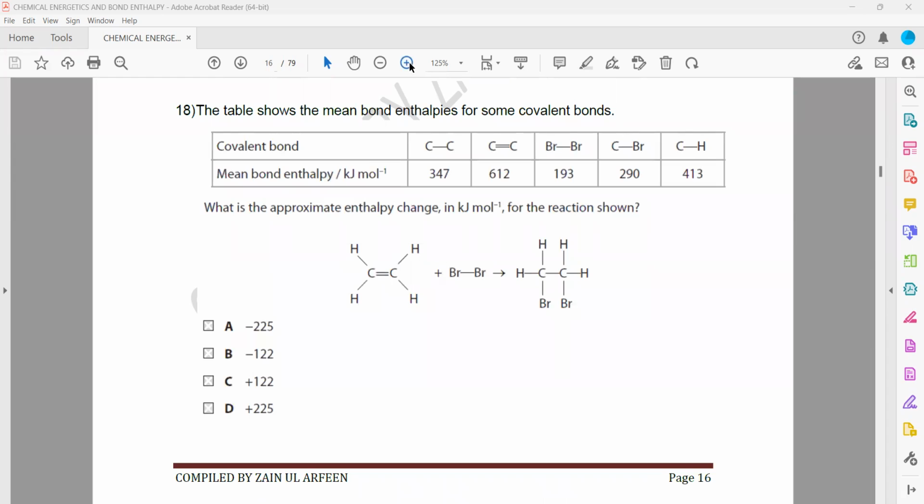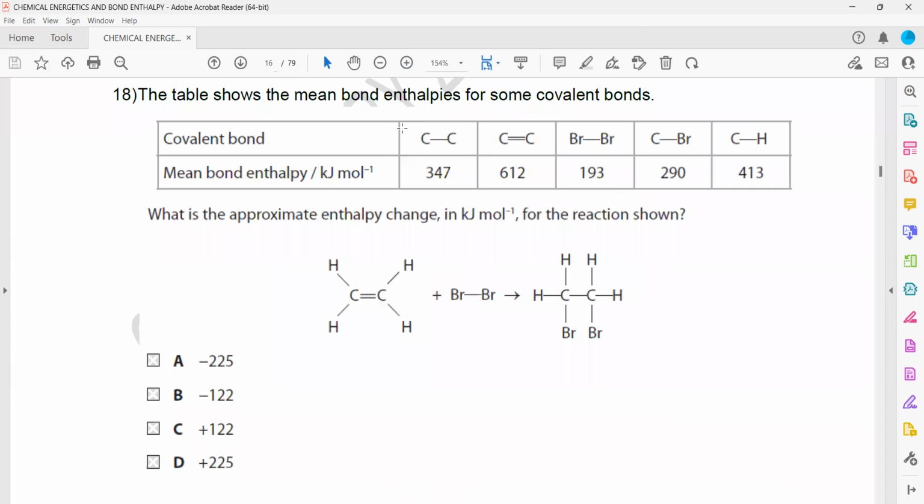The next question, the bond energies are given. The table is there. What is the approximate enthalpy change in kilojoules for this reaction? What we simply have to do is find the bond breaking energy and the bond forming energy. Bond breaking energy minus bond forming energy is equal to the enthalpy change of this reaction. So whenever bond energies are given, bond breaking minus bond forming. For bond breaking energy, we have 1, 2, 3, 4. So 4 C-H bonds are there.